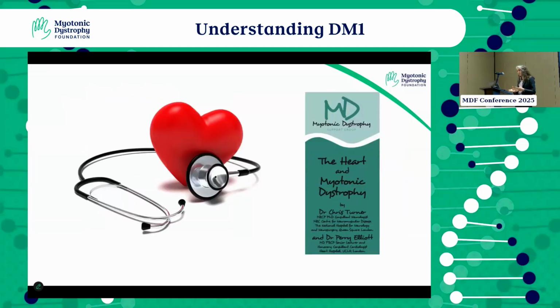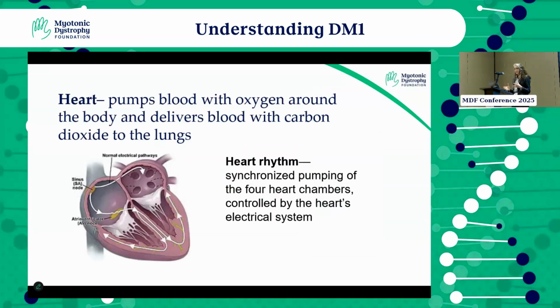The heart is involved in myotonic dystrophy, and it's a very important organ that we want to make sure we focus on. I included this photo of a brochure that has been put together by Myotonic Dystrophy Support Group in the UK. It's a very nice brochure and easy to understand, and I've included photos from the brochure as well. The heart pumps blood with oxygen around the body to different organs, like our kidneys, our liver, and so forth. And then it delivers blood with carbon dioxide back to the lungs so that that blood can exchange out the carbon dioxide for oxygen.